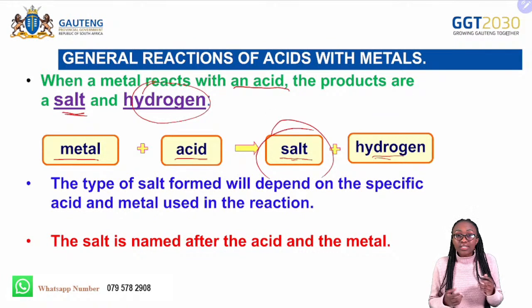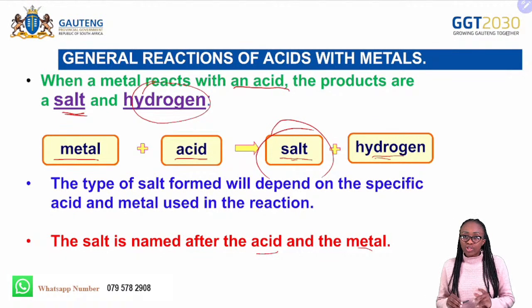So now the identity of the salt. The identity of the salt is dependent on the type of the acid and the metal that is used. So it is named after the acid and the metal. So a combination of the two.